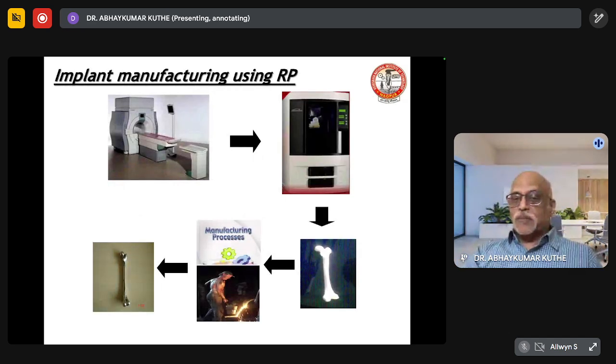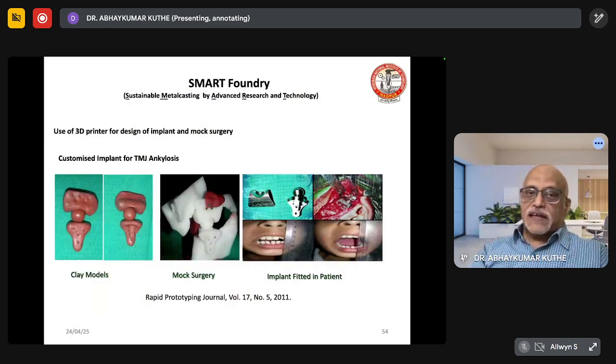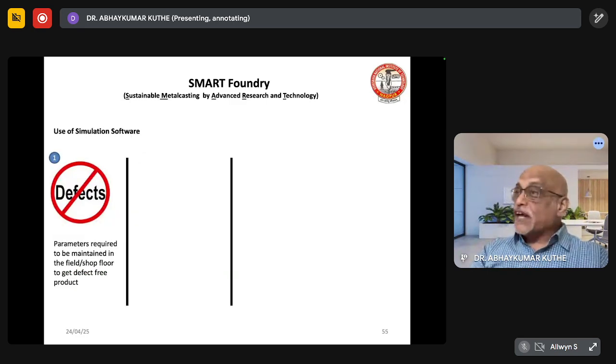When I say use of the 3D printer, yes, we can get the pattern in the casting, and ultimately, using the 3D printing, the CT scan data is transferred, finally getting a model. That's what we already discussed. Then, use of the 3D printer for the design of the implant and mock surgery. That also I already mentioned to you. Then the simulation software, yes, because it will help you, as you can see there, the parameters required to be maintained on the shop floor to get a defect-free product, which is also possible for you to get on the simulation software.